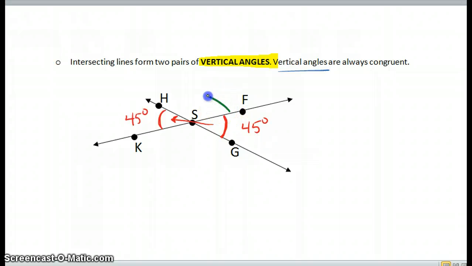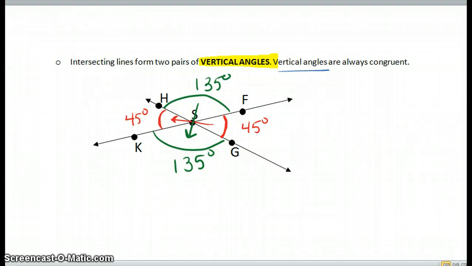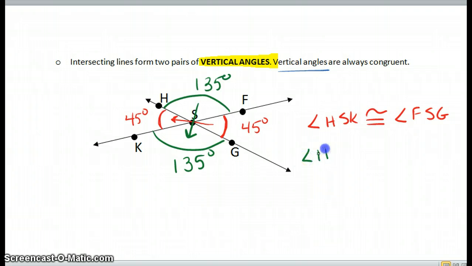And so if I look at the angle HSF, it will be the same measure as its vertical angle, which would be KSG. Let's say this is 135 because that looks pretty obtuse to me. So this angle also would be 135 degrees. So I could write angle HSK is congruent to angle FSG. I could also say angle HSF is congruent to angle KSG.